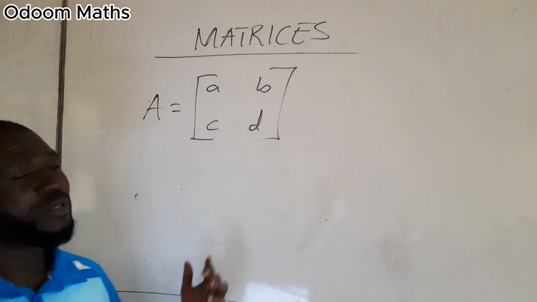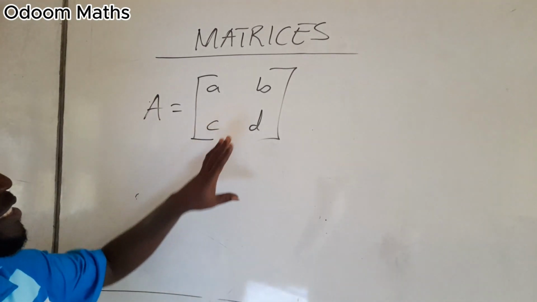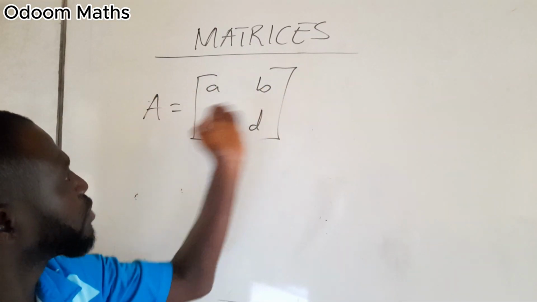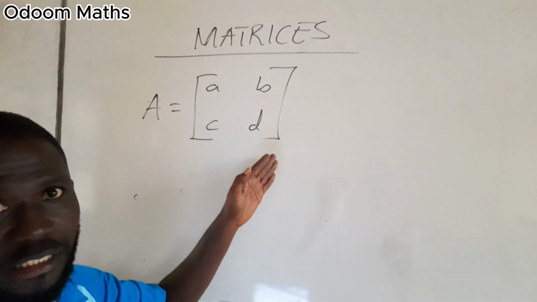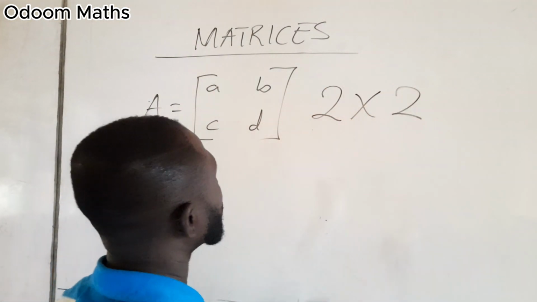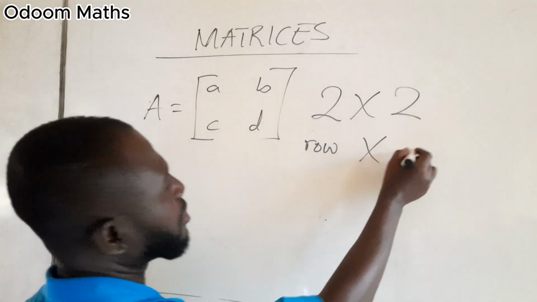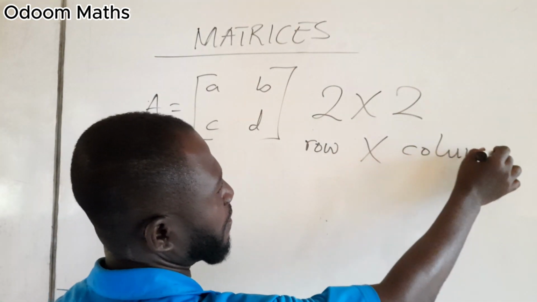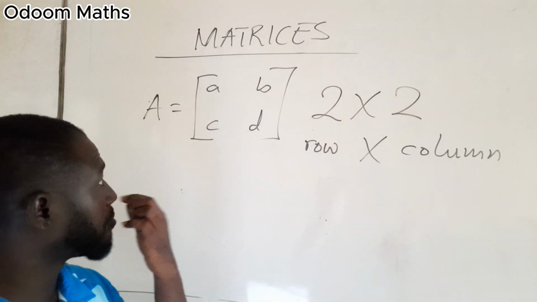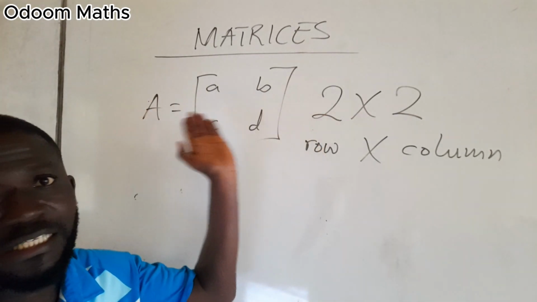So we have the order of a matrix, and this one is order 2 by 2. That is 2 rows and 2 columns. The first number is the row, then the second is the column. For you to state the order of a matrix, you look at the row first before you look at the columns.